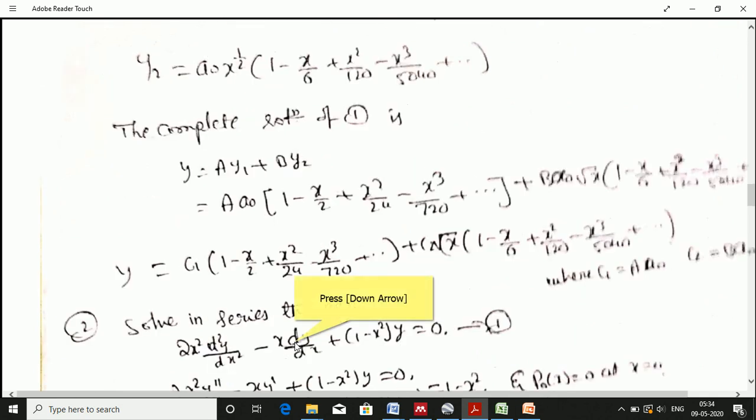This is the infinite series solution for the given differential equation by using the Frobenius method. We are using these methods to solve the Bessel's differential equation and Legendre differential equation. In the next video, I'll show you how to solve the Bessel's differential equation leading to Bessel function and Legendre differential equation leading to Legendre function.